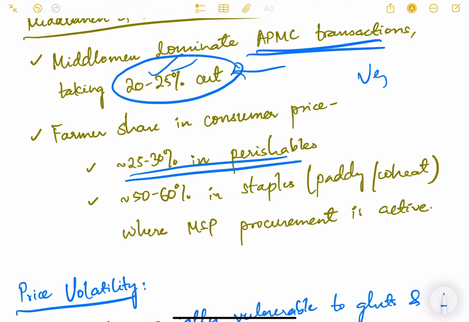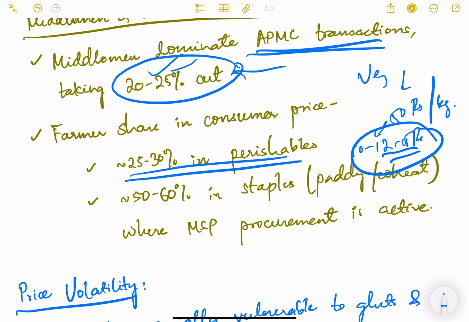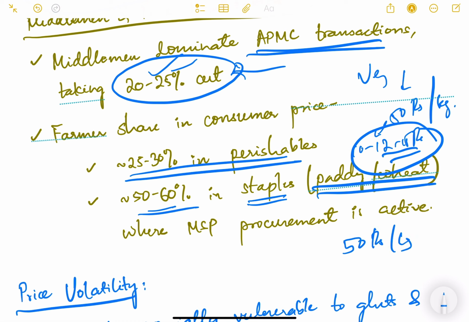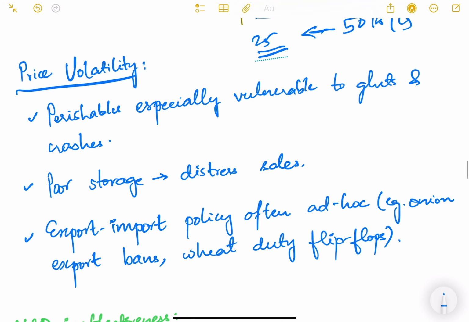So for example, if a vegetable is being sold at 50 rupees per kg in the retail market, then only about 10 to 12 to 15 rupees actually reaches the original producer. That is 20 to 30% for perishables, and 50 to 60% in the case of staples, that is paddy and wheat. Again, if paddy is being sold at 50 rupees per kg, only 25 rupees is received by the farmer, where MSP procurement is active. So this is an actual practical problem that we are facing.